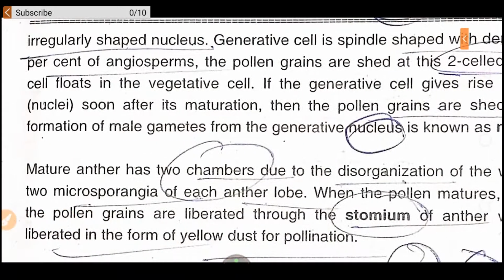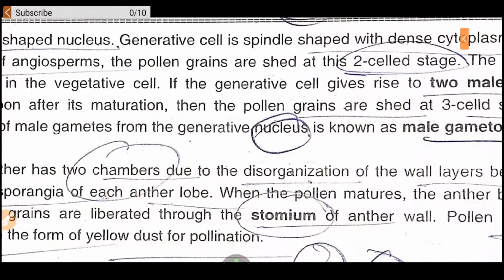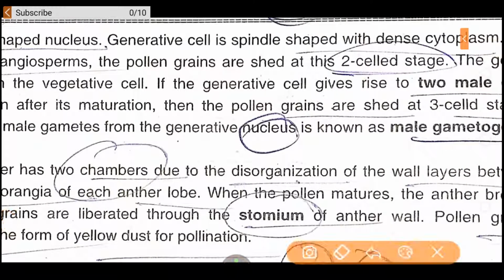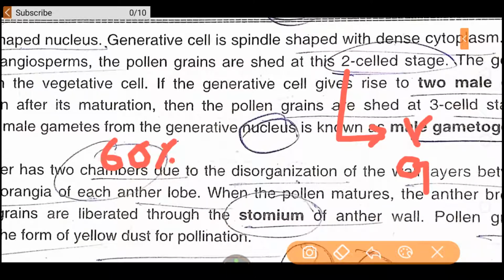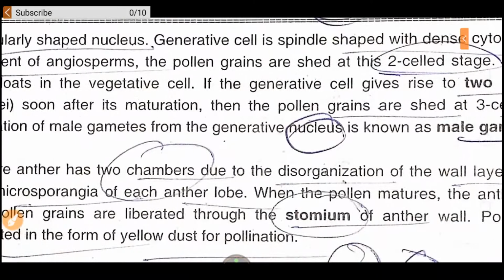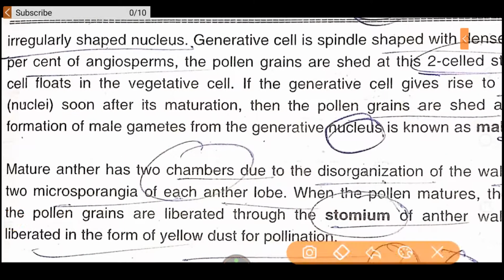In over 60% of the angiosperms, the pollen grains are shed at this two-celled stage. What are the two cells? Vegetative cell, generative cell. So 60% of the angiosperms are going to release pollen grains at this two-celled stage: vegetative cell, generative cell. The generative cell floats in the vegetative cell. I was emphasizing this point from the beginning.